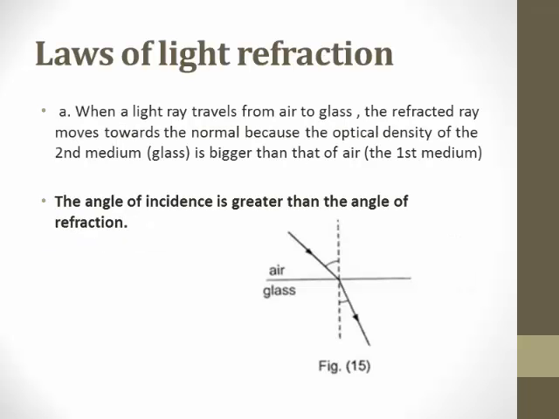Now let's move to the law of light refraction. As we saw in light reflection, the angle of incidence equals the angle of reflection. Let's see whether it is the same angle here or different. When a light ray travels from air to glass, we have air and glass, two transparent media that have different optical density. We notice that the refracted ray moves towards the normal because the optical density of the second medium, the glass, is bigger than that of the air. So the density of glass is greater than that of air.